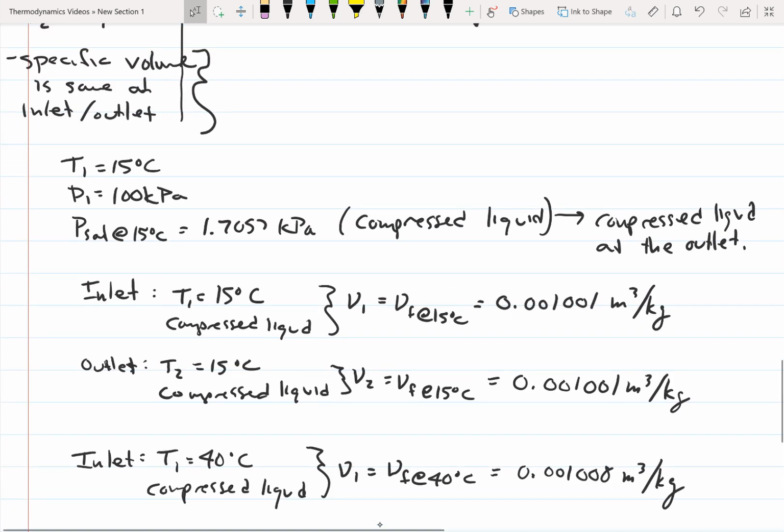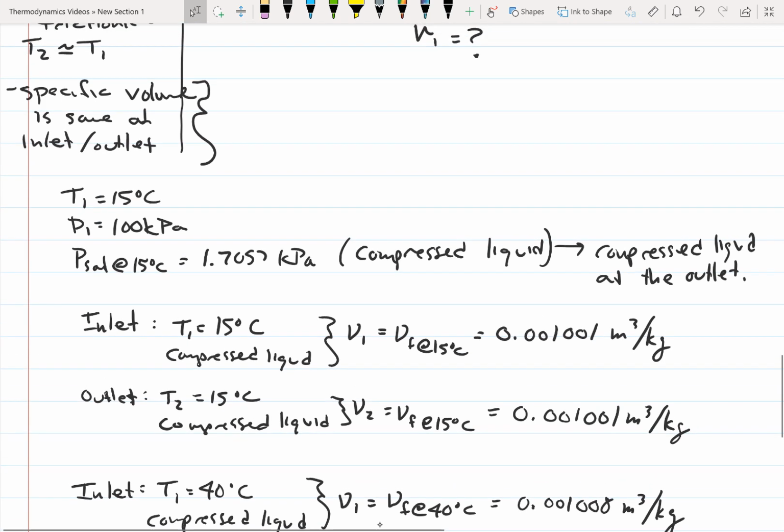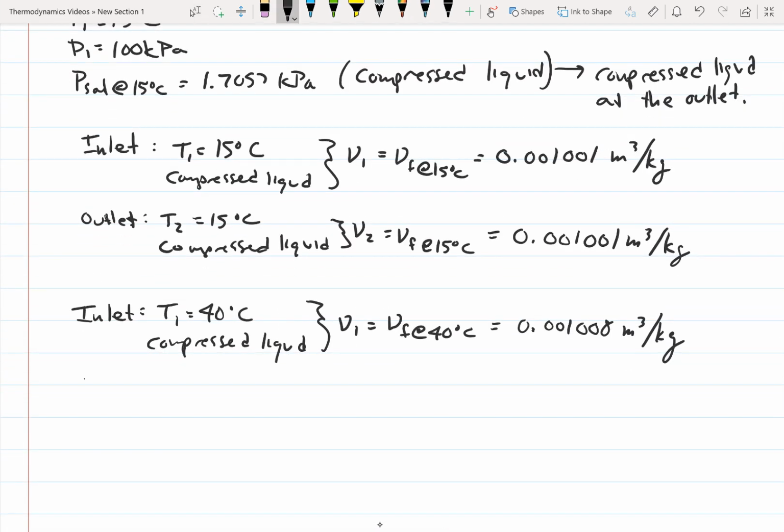So I kind of did this out of order. Normally we would get our properties after we've written down the equations we're going to use, but I wanted to go through why we're making the assumption that the specific volume is the same at the inlet and the outlet. So now let's write down the equations we're going to need.